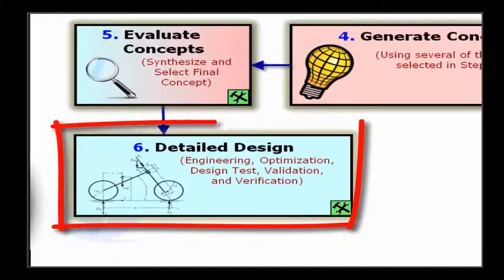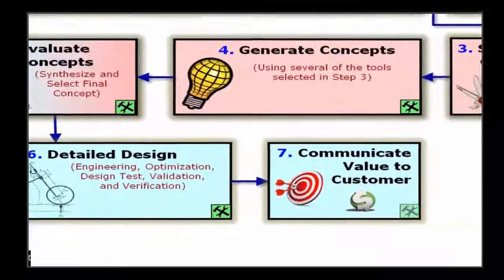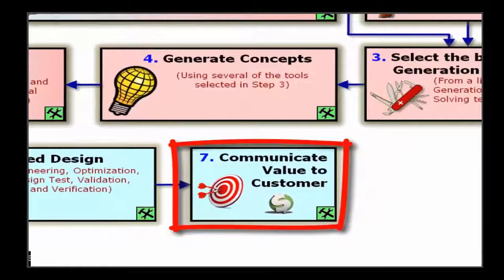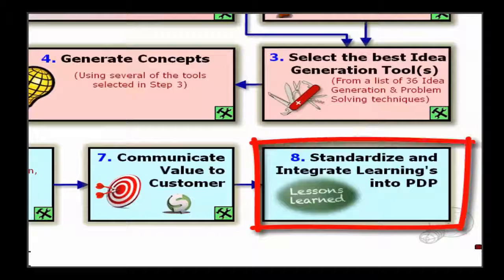Step 6 is about the detailed design, engineering, and execution of the concepts chosen to take forward. Step 7 is about communicating value and selling your ideas, both internally and externally. Step 8 is about standardization.